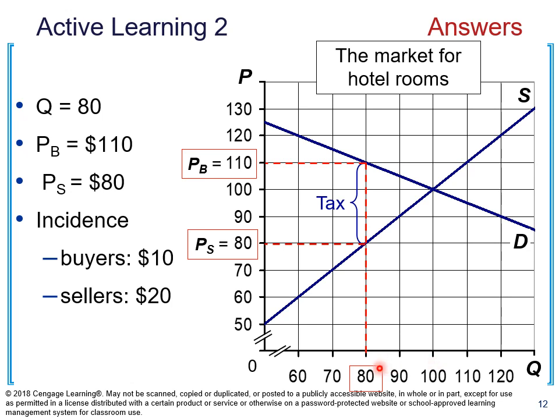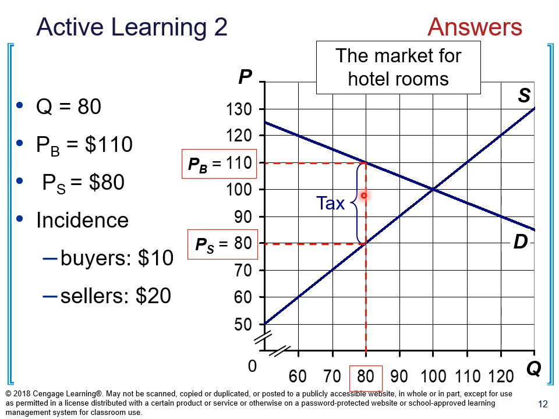So what is the incidence of the tax, or the burden of the tax? Well, this $30 tax per hotel room, buyers pay $10 and sellers pay $20. Notice that this is different. The share of the burden of the tax is different than in the previous example of the pizzas, right? So here we see that sellers are worse off than buyers, yes?